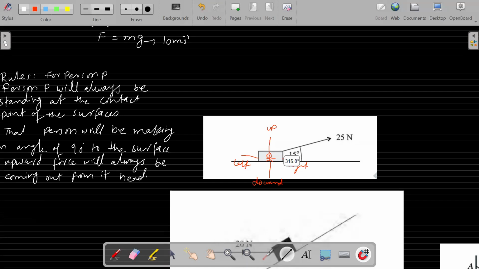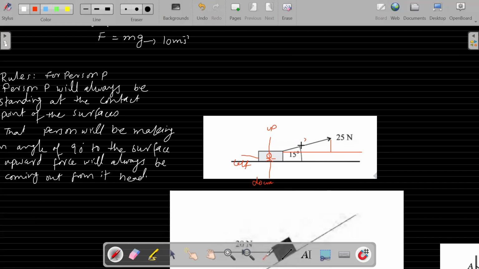I am going to resolve this component into rectangular components, because I know that person P can know only vertical or horizontal forces. So I will resolve this into these rectangular components. Okay, so you can see that. Let me just remove this. As I know that my person P knows only up and down forces, so I will be resolving it.